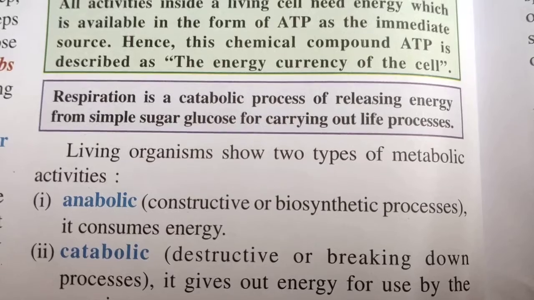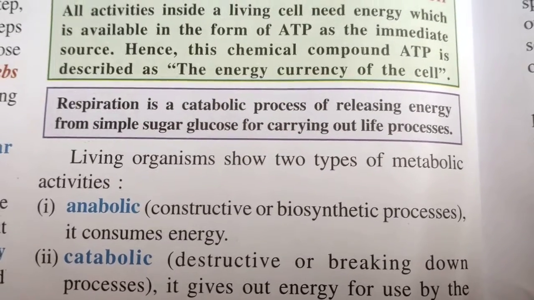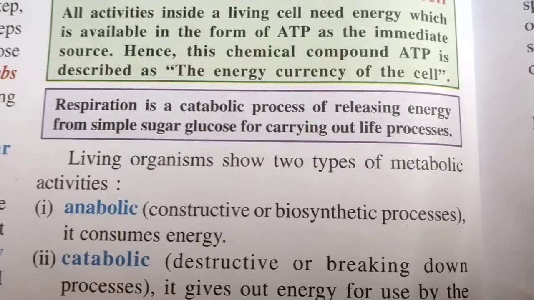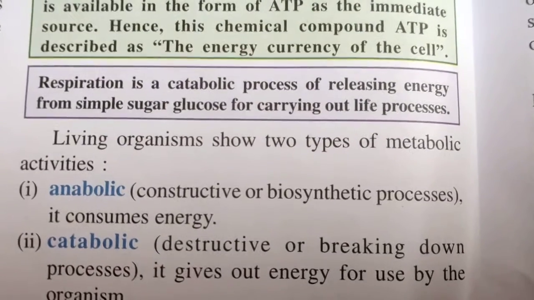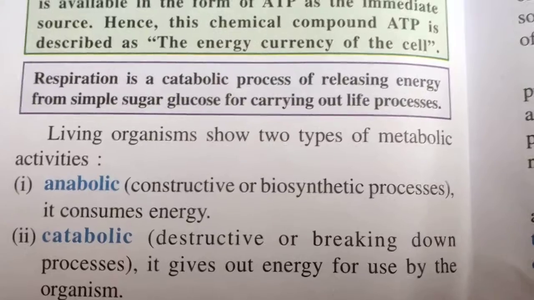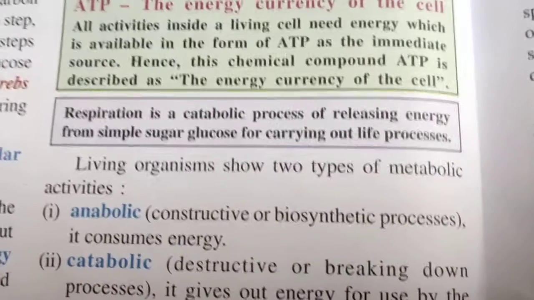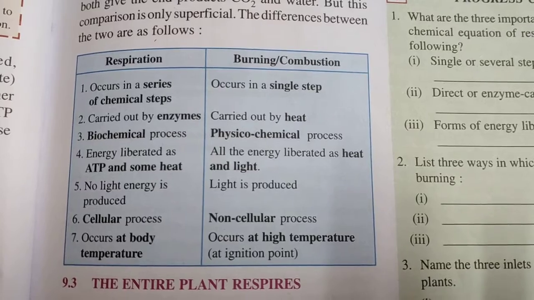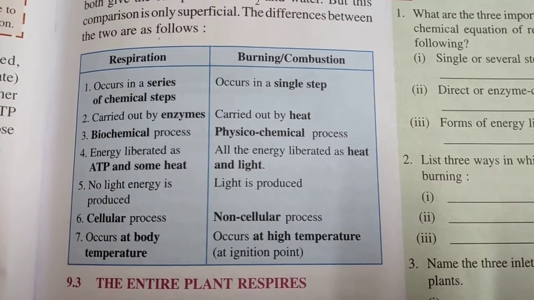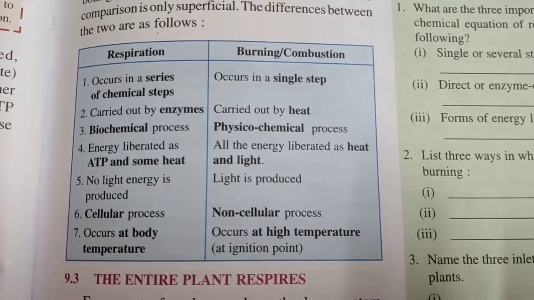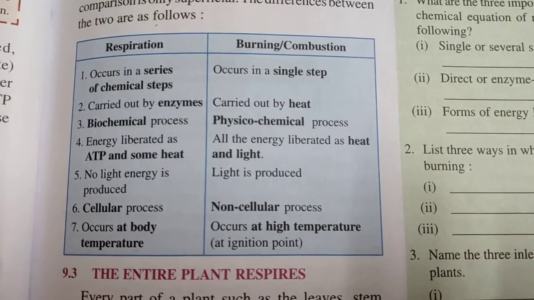So, can you give one example of anabolism? It is photosynthesis in plants. And catabolism, just now you have got the example of respiration. Now, see students, they have given a difference between respiration and burning or combustion. There are 7 points they have given. This table is very important.